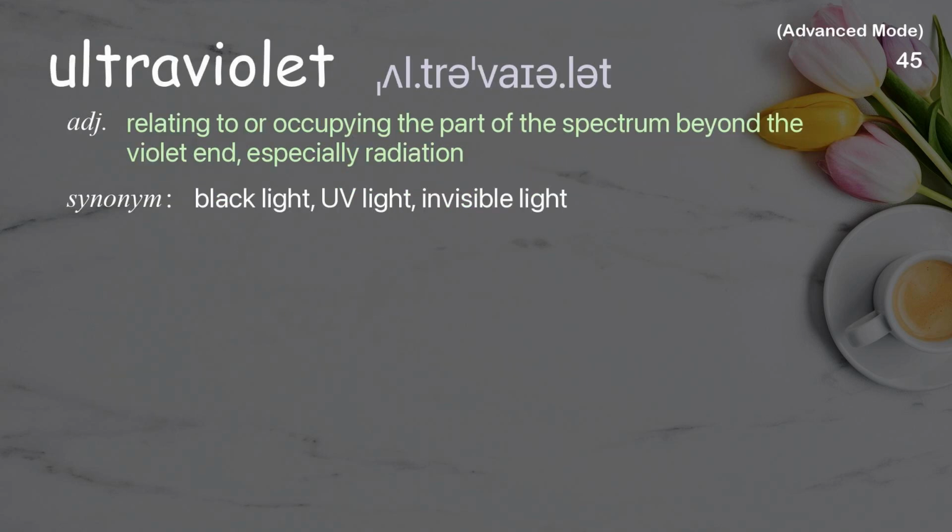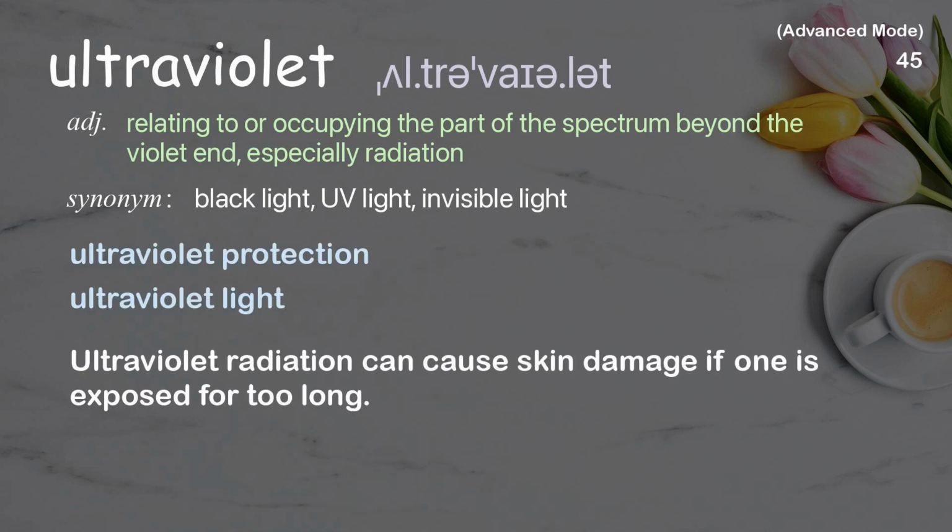Ultraviolet. Relating to or occupying the part of the spectrum beyond the violet end, especially radiation. Examples: ultraviolet protection. Ultraviolet light. Ultraviolet radiation can cause skin damage if one is exposed for too long.